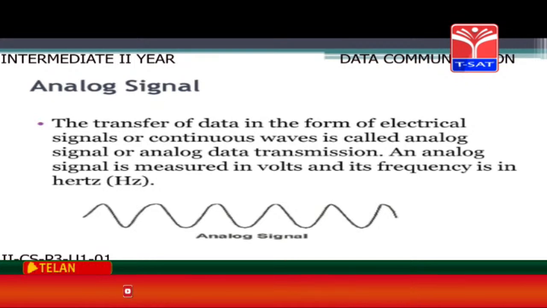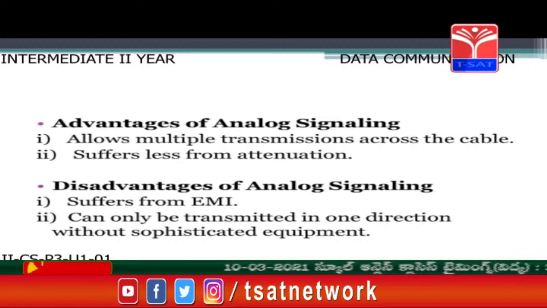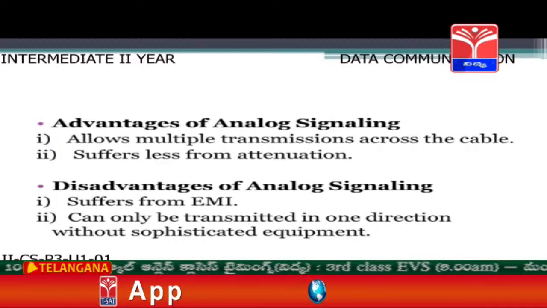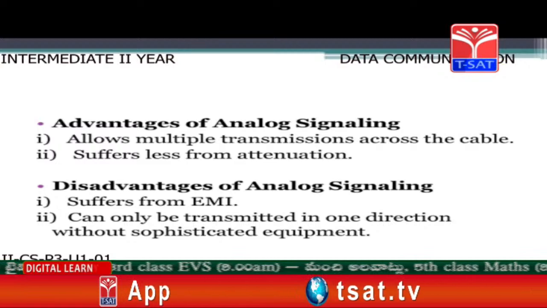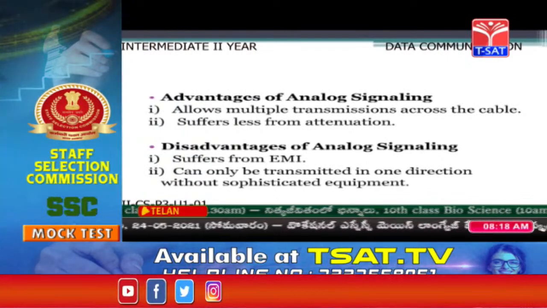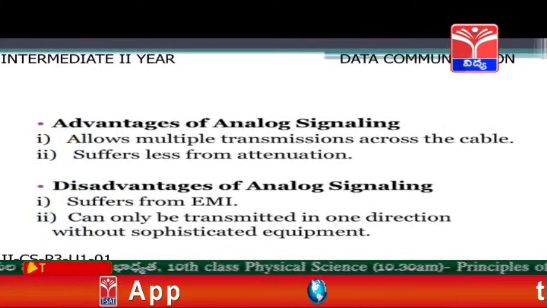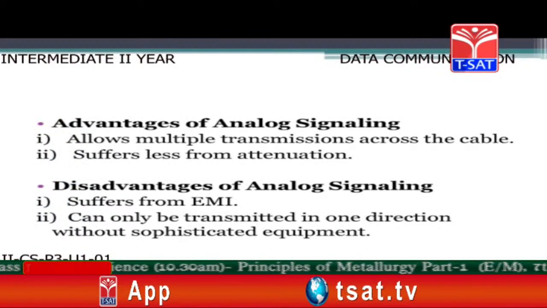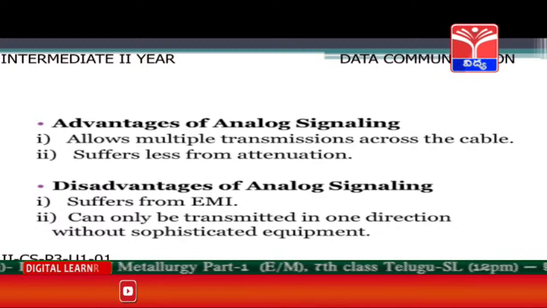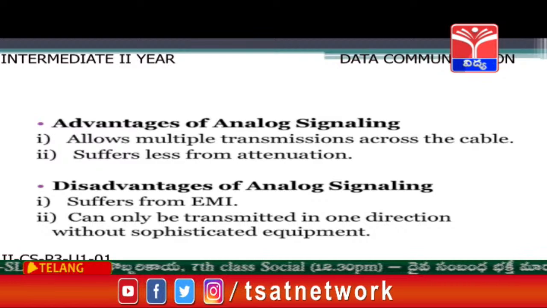An analog signal is measured in volts and its frequency is in hertz. In signaling, there are advantages as well as disadvantages. Advantages of analog signaling. It allows multiple transmission across the cable. Suffers less from attenuation, which means reduction of force or effect. Disadvantages of analog signaling. It suffers from EMI, electromagnetic interference. It can only be transmitted in one direction without sophisticated equipment.